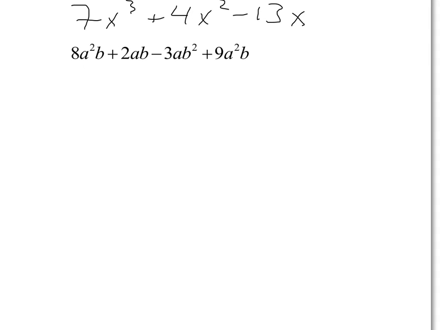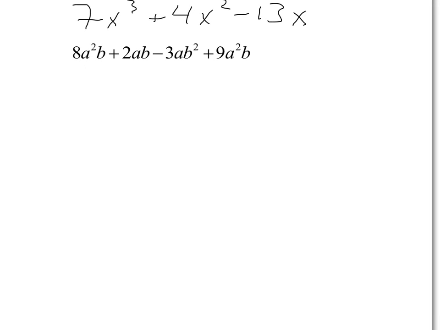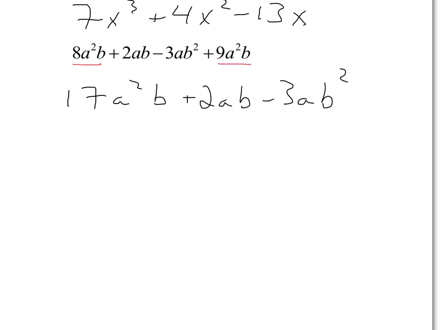Now let's simplify this next one. It's a little bit uglier because there's more than one variable, but let's just look at the ones that are the same. A squared b, ab squared, a squared b. So this first one and this last one both have an a squared b in them, so I'm going to combine those to give me 17a squared b plus 2ab minus 3ab squared.